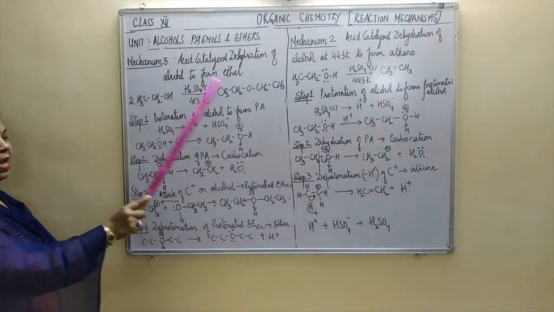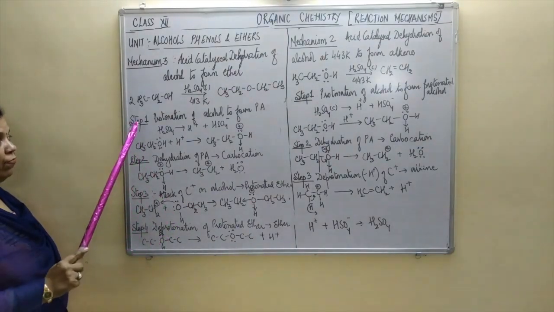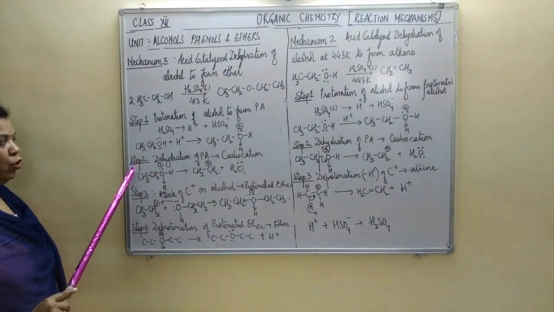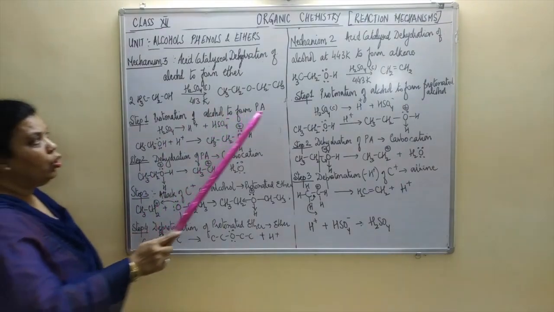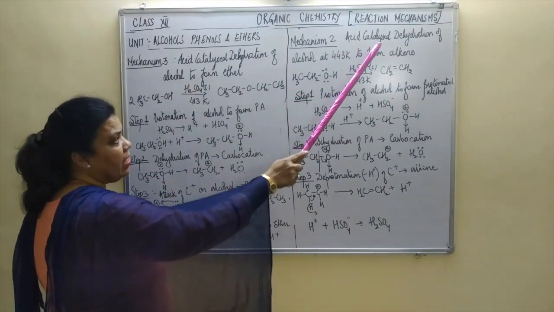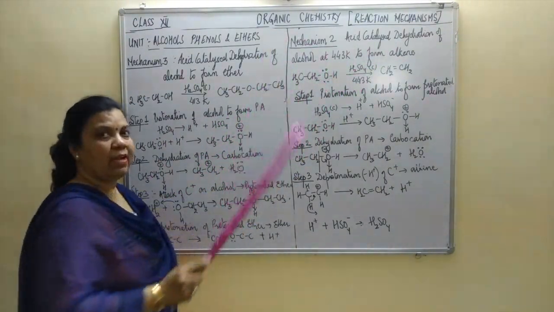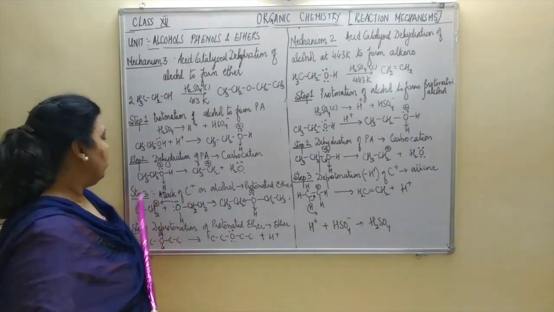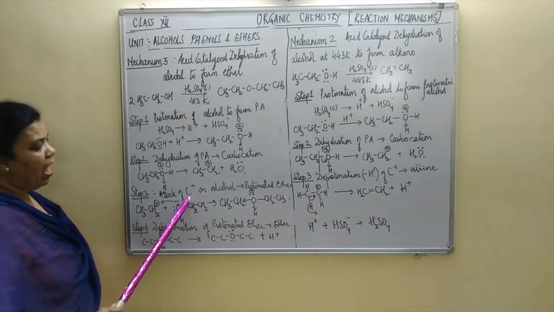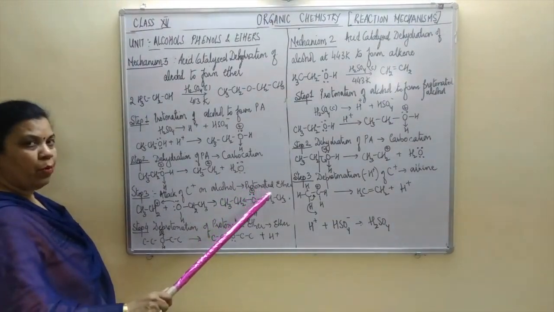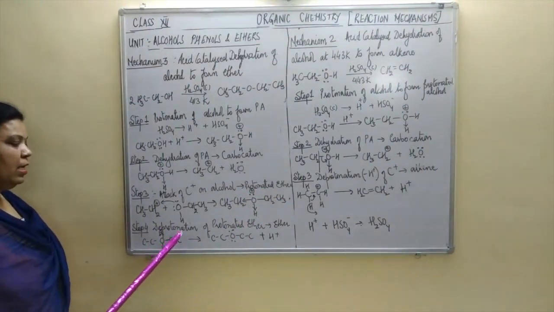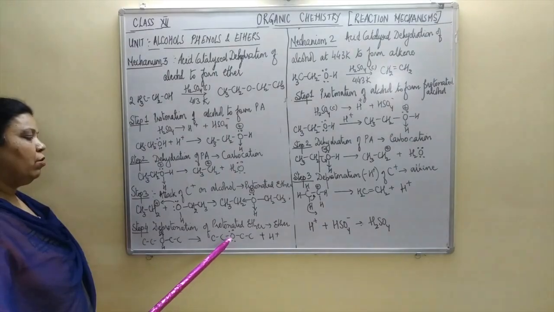So I hope this mechanism is clear, and step number 1 and 2 are just common to the mechanism of acid catalyzed dehydration which we discussed at 443 Kelvin. The third step involves the attack of the carbocation on alcohol to form protonated ether, and finally deprotonation of protonated ether to form ether.